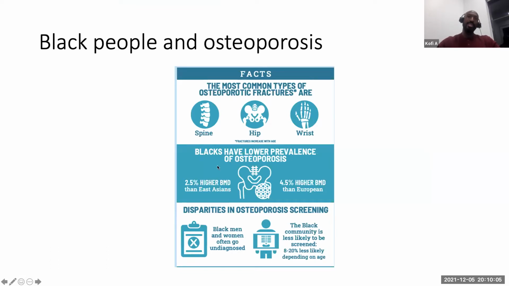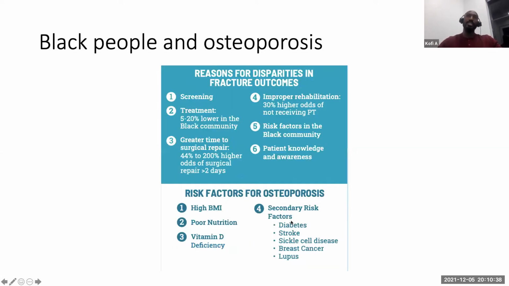However, even with that, Black people, especially Black men and women, often go underdiagnosed because the screening is not as common, meaning that our doctors don't typically take our issues as seriously as people who don't tend to look like us. So we are 8 to 20% less likely to be screened, meaning that even though we have less actual osteoporosis happening in our community, we're often neglected in terms of having it treated when it is diagnosed. That's not good. Or even having it diagnosed when it's present.